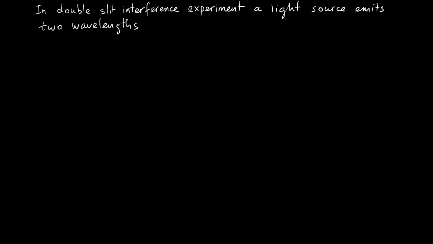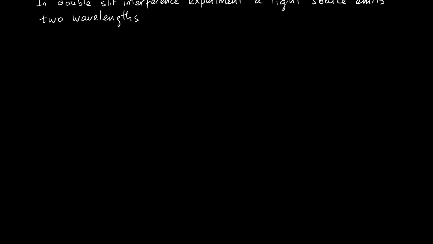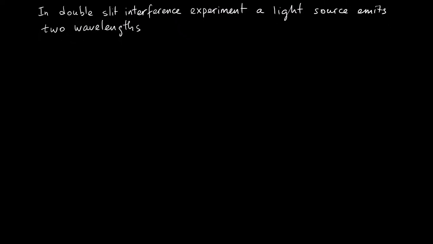In a double slit interference experiment, a light source emits two wavelengths. One, lambda 1, equals 430 nanometers, and lambda 2 equals 510 nanometers. We know that the slits are separated from the screen by a distance of 1.50 meters. So let's call it R equals 1.50 meters.